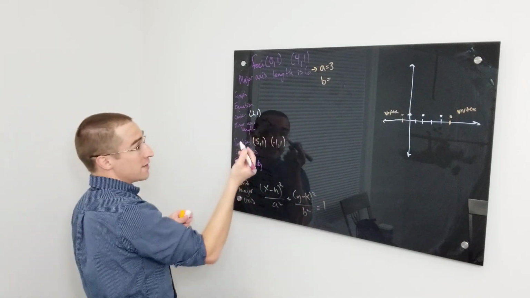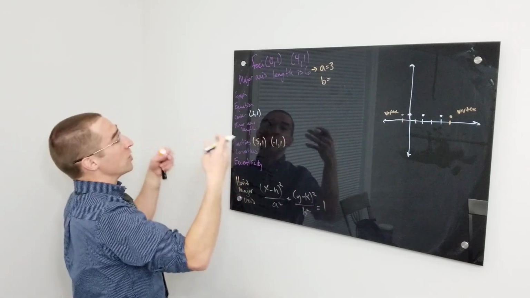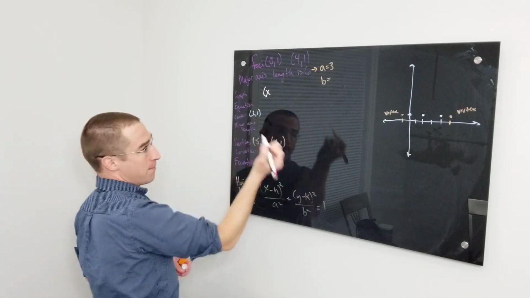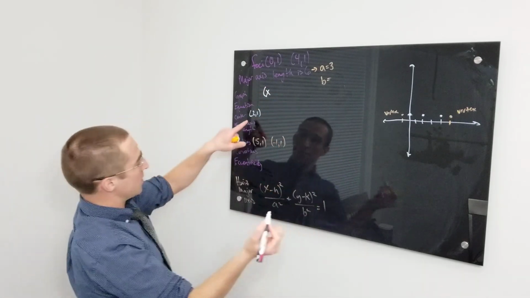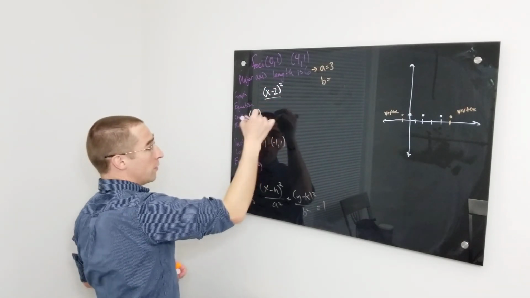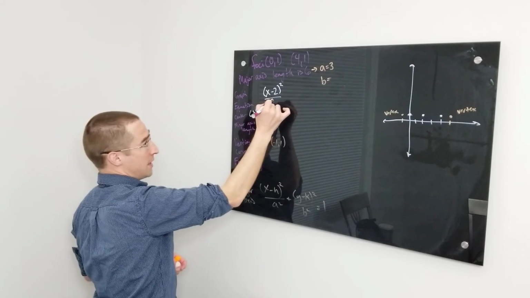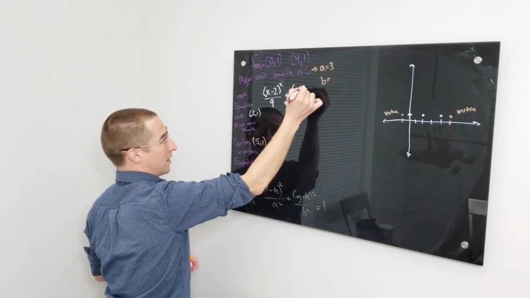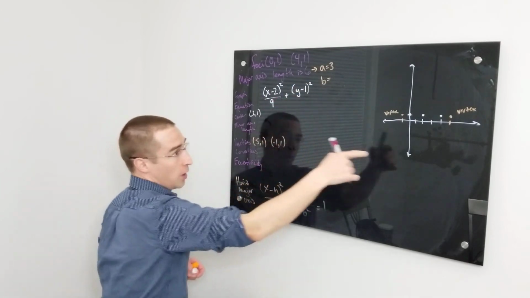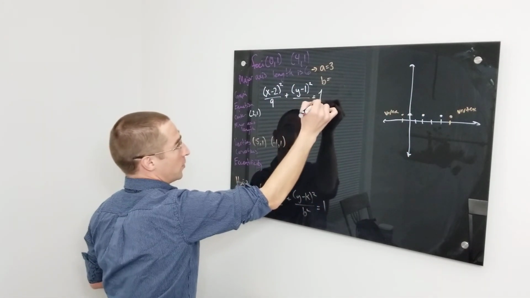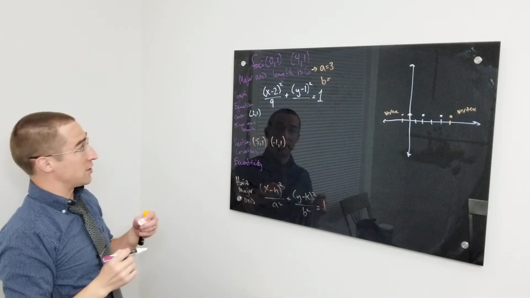So for our equation, we can go (x minus 2) squared over a squared, which is going to be 9, plus (y minus 1) squared, because 1 is the y number of the center, divided by b squared equals 1. We've got to figure out what b is to finish off our equation.